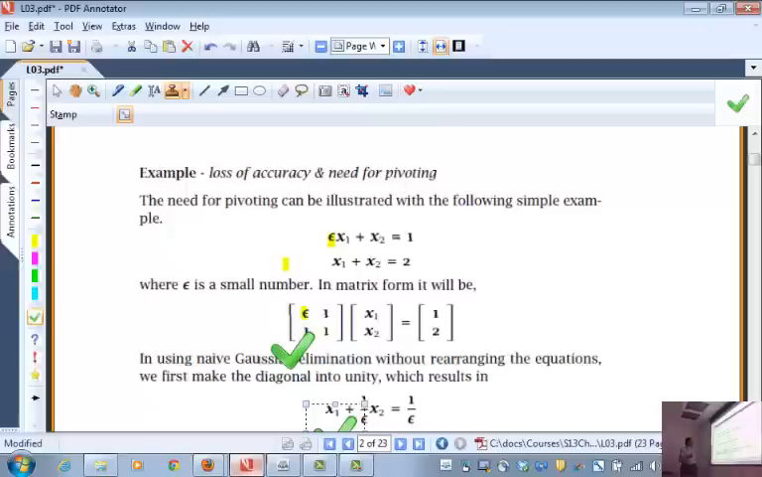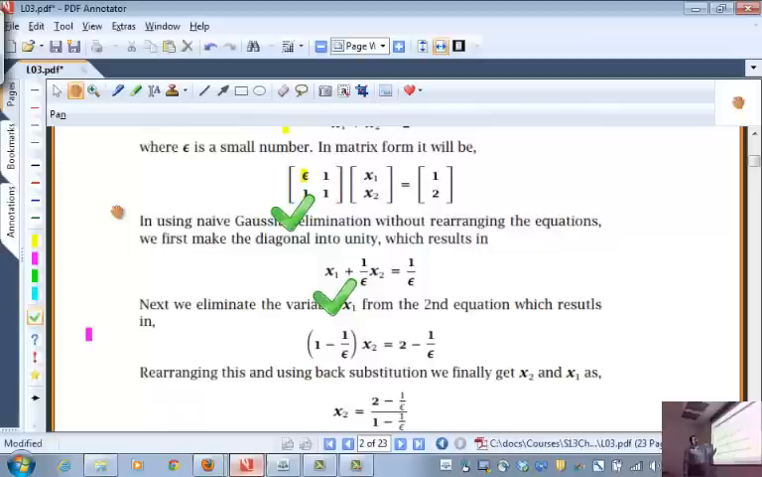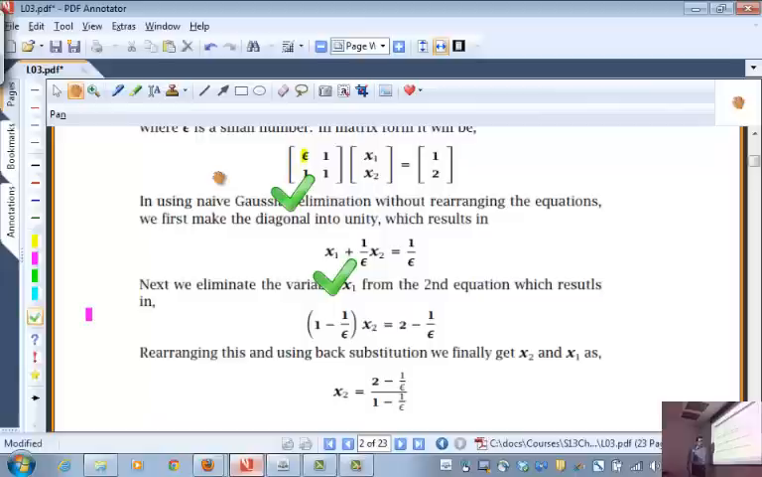Okay. So in going from here to here, we are just eliminating x1 and getting an equation in terms of x2. Straightforward Gaussian elimination type of idea. And when you do that, you get an expression for x2 that is (2 minus 1 over epsilon) divided by (1 minus 1 over epsilon). We can actually analytically do this and explore the consequence of this. Now think about what would happen to this x2 as epsilon becomes smaller and smaller and smaller. Initially think of it as 0.001 and then 0.00001, etc. What would happen to that ratio?